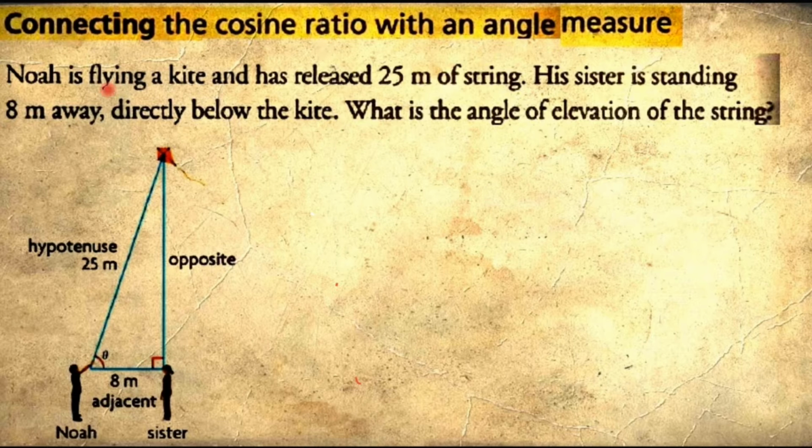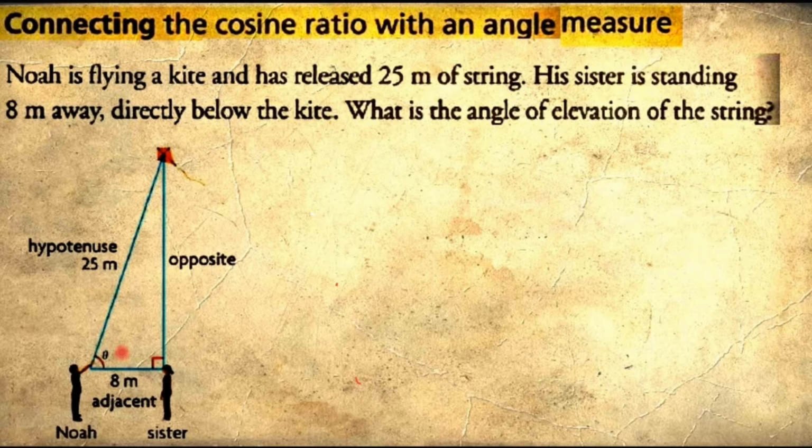Let's look at the third question. Noah is flying a kite and he has released 25 meters of string. His sister is standing 8 meters away, directly below the kite. What is the angle of elevation of the string? This question asks for an angle, the elevation of the string. The hypotenuse is 25 meters, this is the opposite side related to angle theta, and this is the adjacent side to angle theta, which we know is 8 meters. So we know the adjacent side is 8 meters and the hypotenuse is 25 meters.